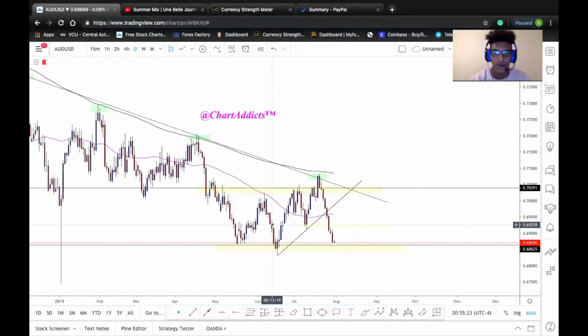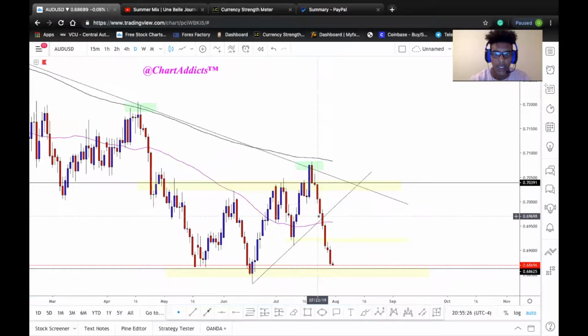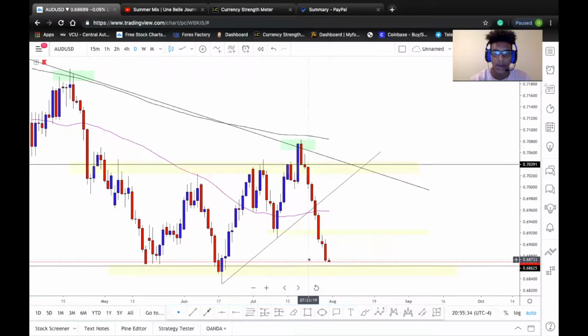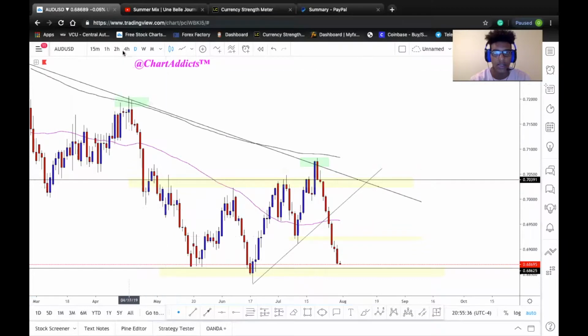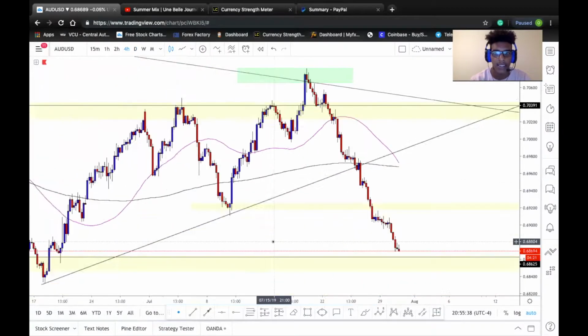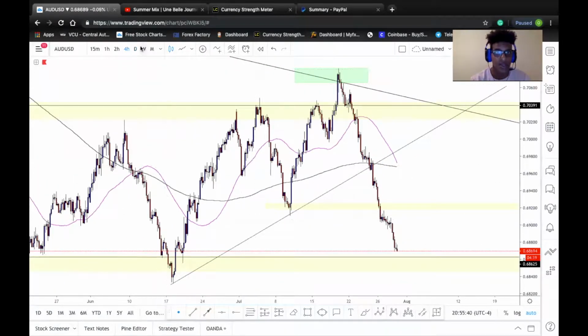AUDUSD, you guys recall we called a sell from the break of this trend line, and we called another sell from this second touch of our trend line, and we are almost at our TPs. Our stop loss is at break even at the moment, and we're riding this setup all the way to the bottom of this zone.